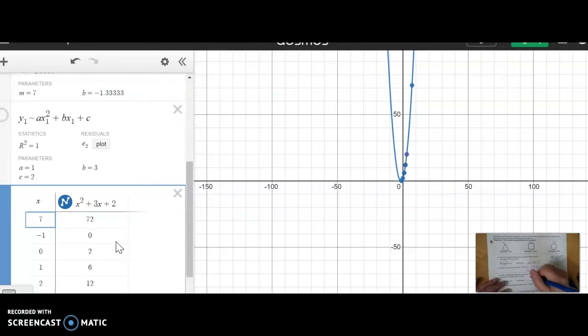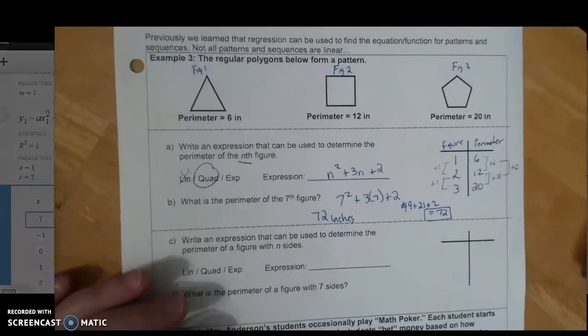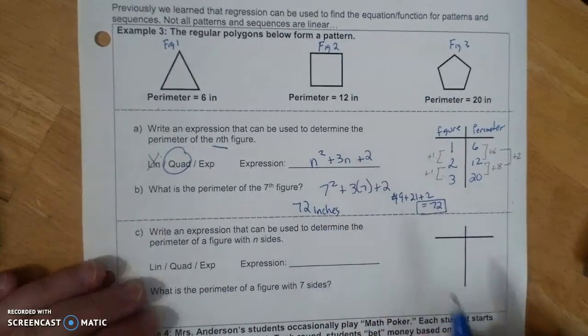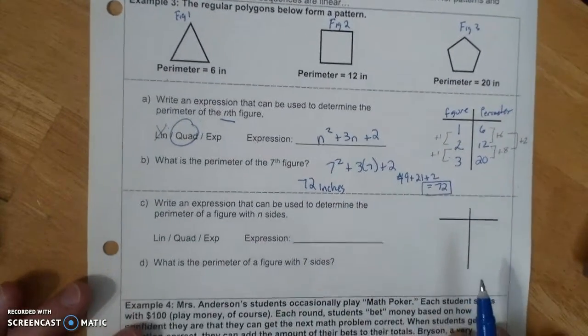72 inches. If not, that would be 49 plus 21 plus 2. It would still give me 72, whether you do it long ways or short ways. So you can plug it in. Again, if you use Desmos, please take a screenshot.